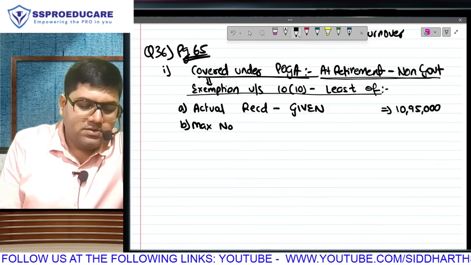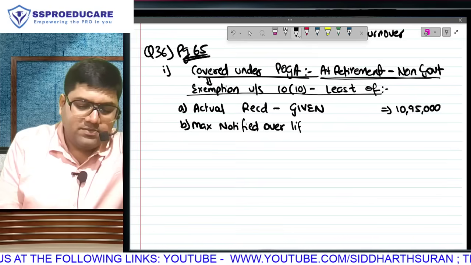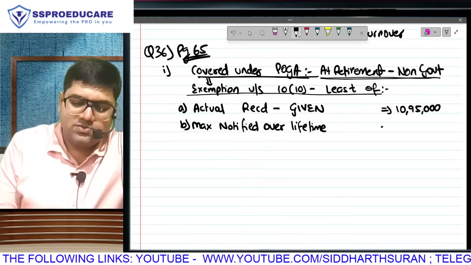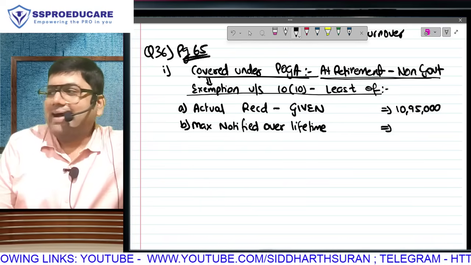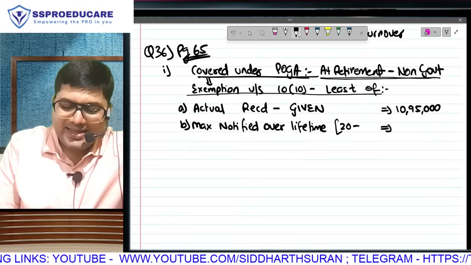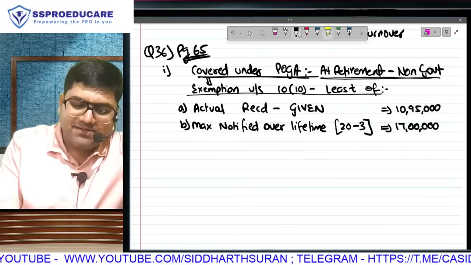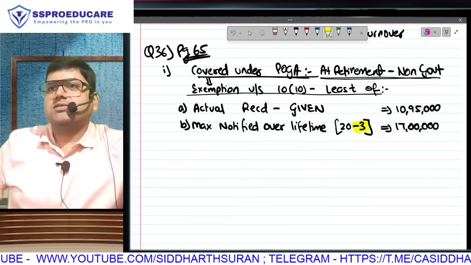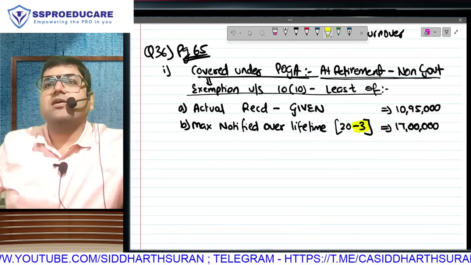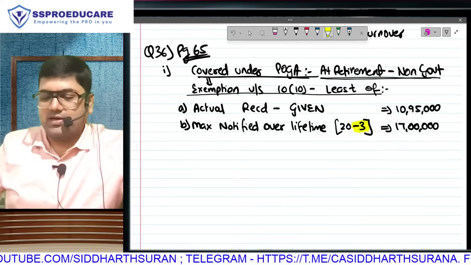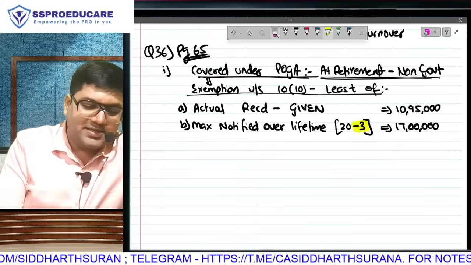Second, maximum notified over lifetime. Ganpat ji, how much did you say? Sir, why 17? Because you have already taken the 3 lakh benefit earlier, and any benefit taken will be reduced from your maximum notified over lifetime. Correct? For the third calculation, we actually go and do the real analysis.